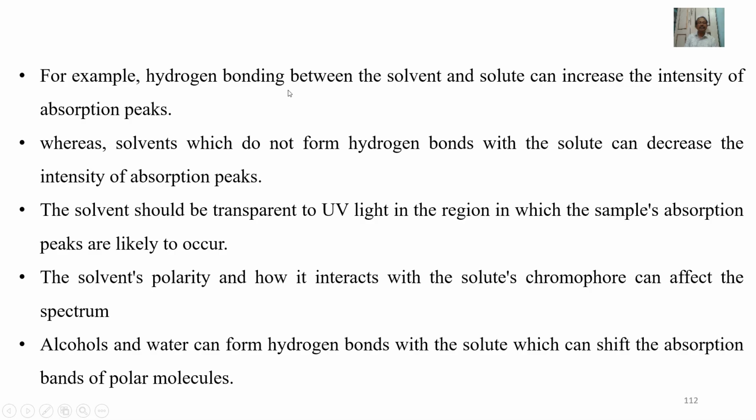For example, hydrogen bonding between the solvent and solute can increase the intensity of absorption peaks, whereas solvents which do not form hydrogen bonds with the solute can decrease the intensity of absorption peaks. The solvent should be transparent to UV light in the region in which the sample's absorption peaks are likely to occur. The solvent's polarity and how it interacts with the solute's chromophore can affect the spectrum. Alcohols and water can form hydrogen bonds with the solute, which can shift the absorption bands of polar molecules.